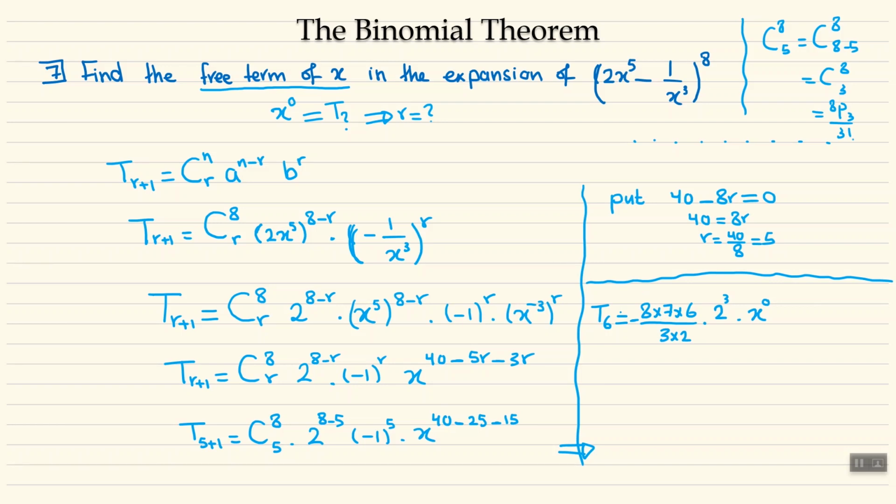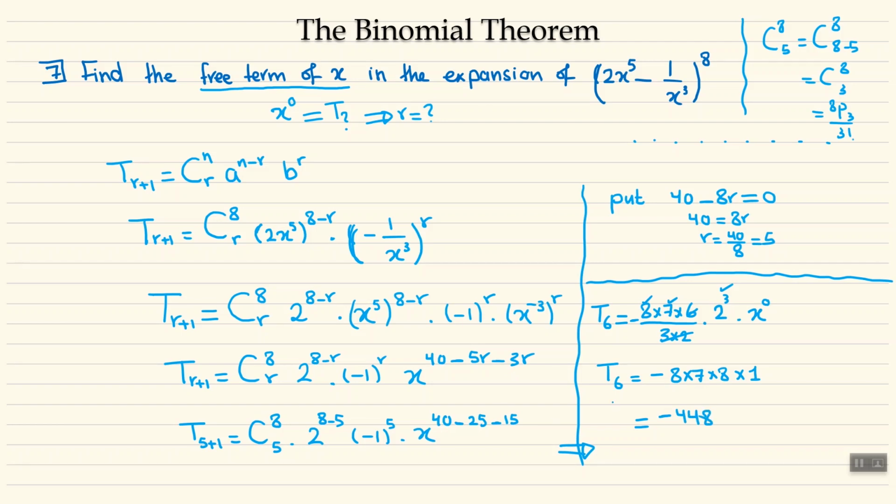Let's cancel what we can. We can cancel 3, 2 with 6. So we will get T6 equals minus 8 times 7 times 8, this one, which is 2 cubed, times 1, which is x to the power of 0. So this term is indeed free of x. We don't have x. So we will multiply minus 8 times 7 times 8. Minus 8 times 7 is going to be 56. And 56 times 8 is going to be 448. So this is minus 448.